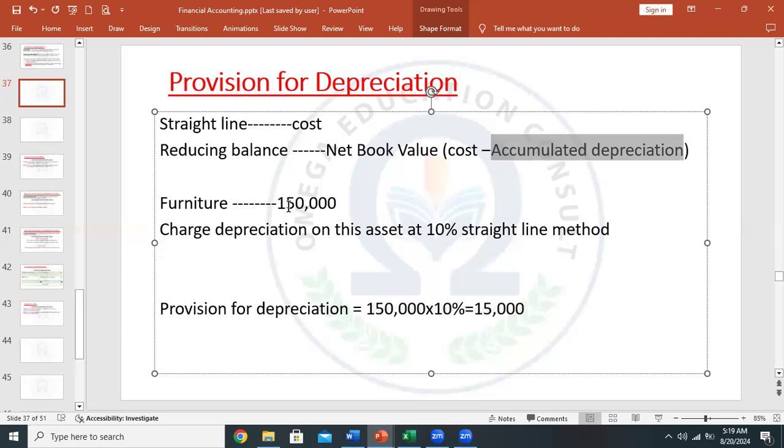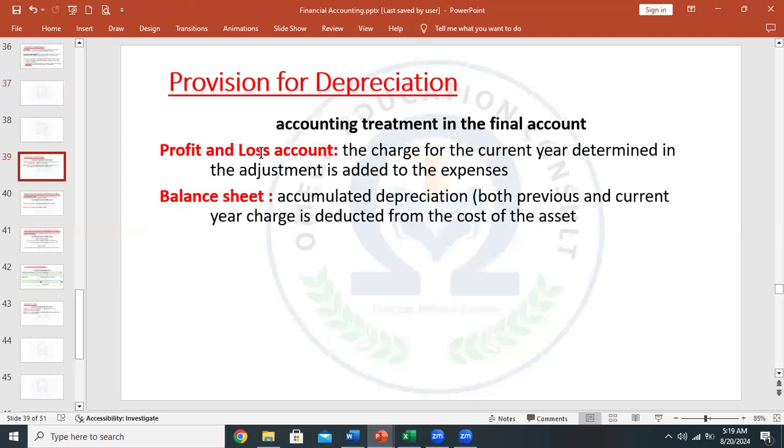Okay, so if you are clear with how you calculate it, then you now think about how you treat it in the final account. After calculating it, you take it to the profit and loss account as expense, and the name of it will be provision for depreciation, and then you add the asset to it, maybe provision for depreciation on fixtures, provision for depreciation on equipment, etc.